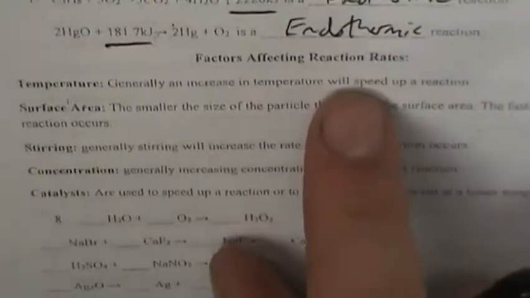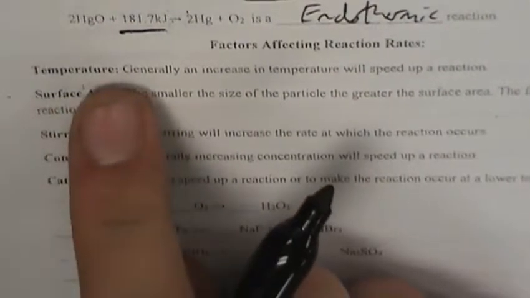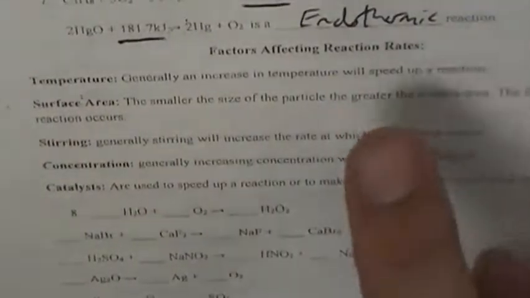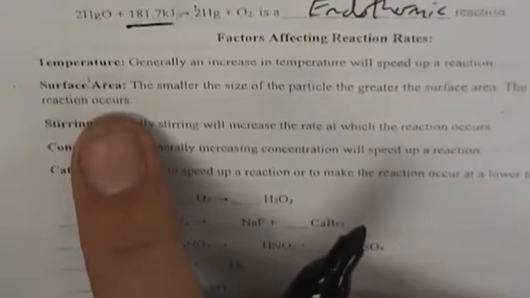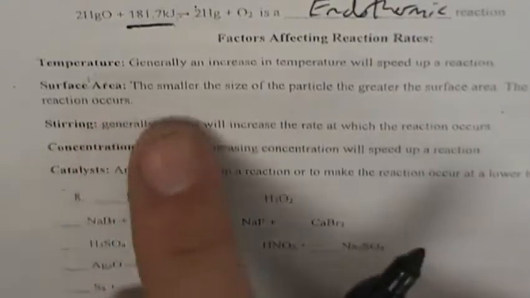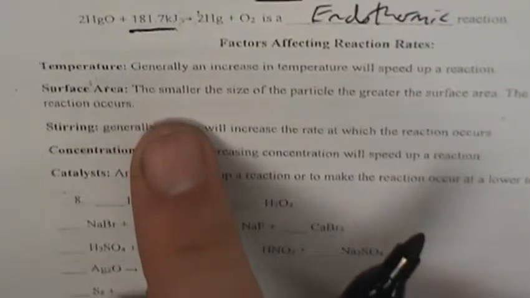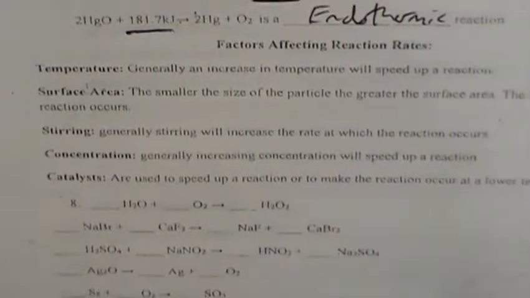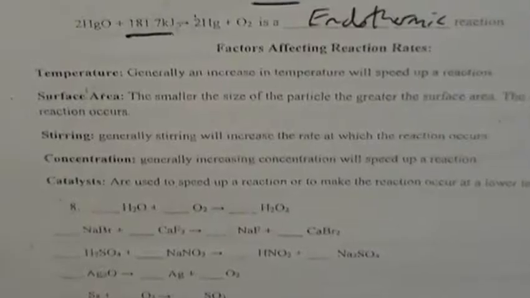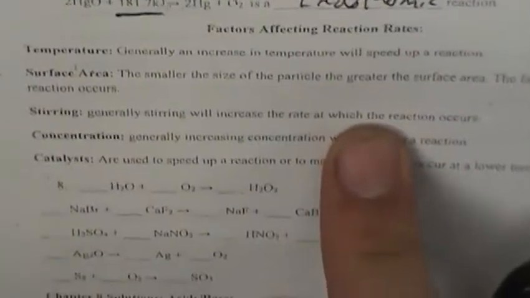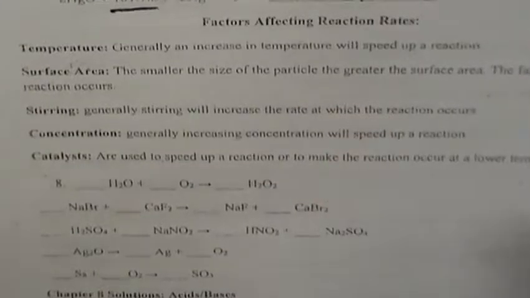Some things that will change the speed of a reaction are temperature, which will usually increase the speed of reaction. Surface area will also usually increase the rate of a reaction if there's more surface area. So just like the solutions where we stirred, crushed, and heated to make it go faster, it will do the same thing for a chemical reaction.